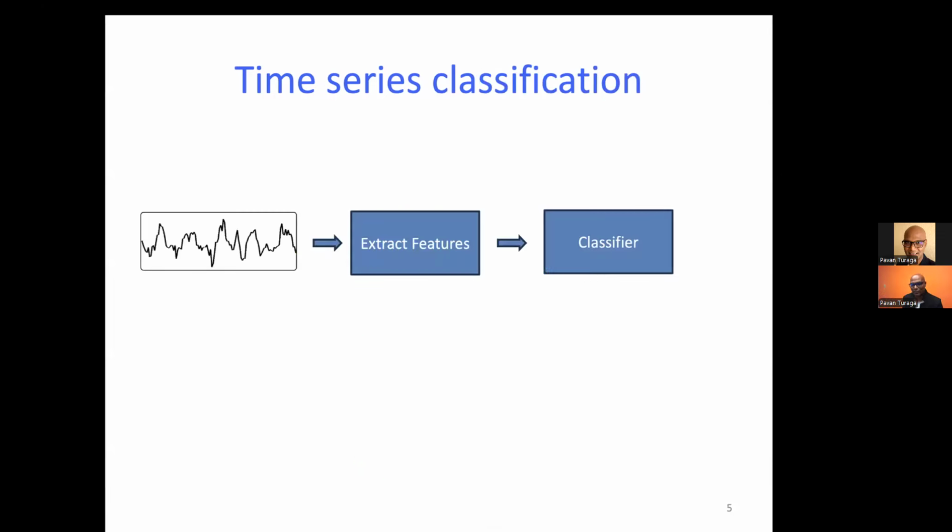With that, let's look at time series classification as an abstraction. In time series classification, the beginning is often always a raw time series that's been recorded through a sensor.